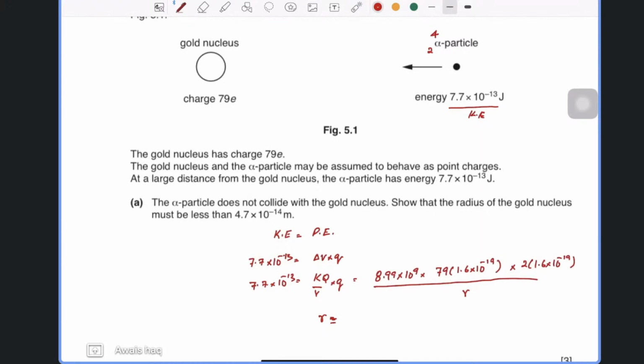So 4.7 times 10 raised to minus 14. Yeah. Now this is the value that we reach. It means that it has reached somewhere at a certain value, which is 4.7 times 10 raised to minus 14, and because it says they do not collide, obviously the only way they would not collide is that the gold nucleus radius must be smaller than this. You guys agree?